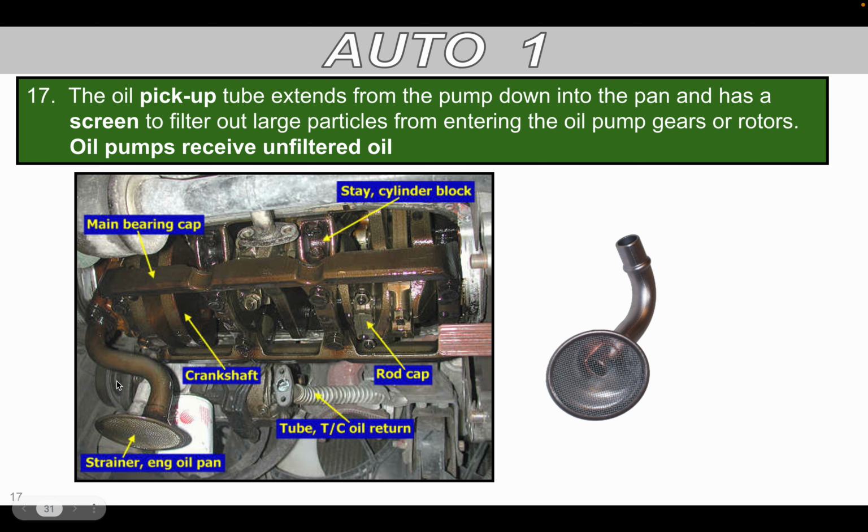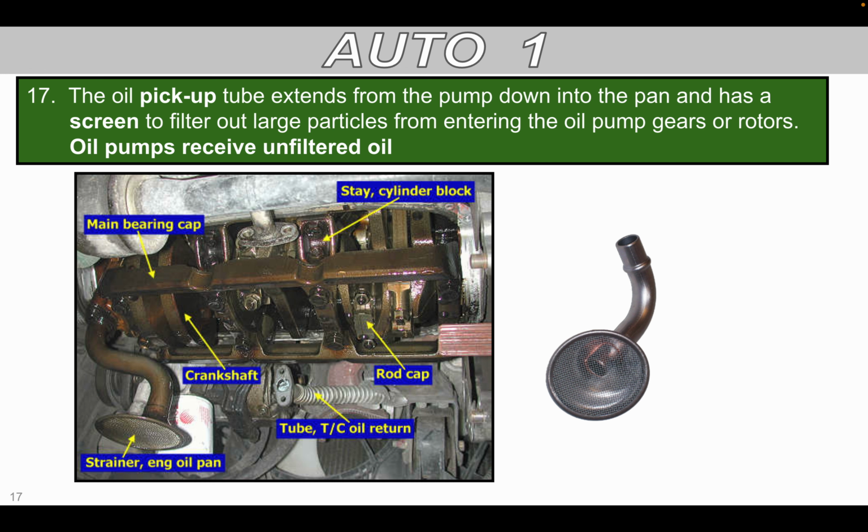All right, the oil pickup tube extends from the pump down into the oil pan. It does have a screen, probably a little hard to see on here. And that's, again, just to help filter out large particles. Okay, say you get a big chunk of something that fell down into the oil pan, or you have metal shavings. We don't want to circulate those metal shavings. That screen is just going to help stop that from getting in. So here you can see, here's my oil pickup tube. That's going to be in the sump on our lubrication system.